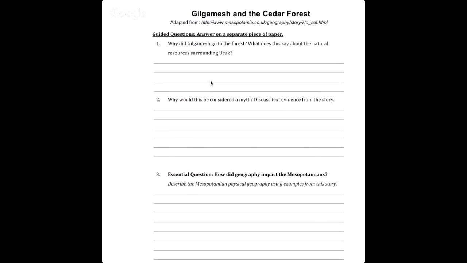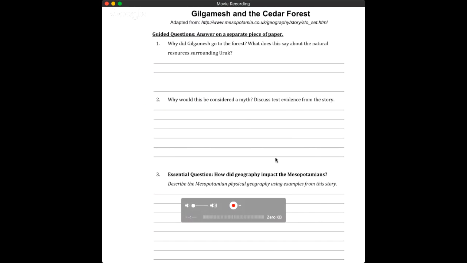Or actually, if you didn't finish these questions in class, which are posted on Google Classroom, you're finishing the questions, and then you're reading another myth from Mesopotamia called the Sumerian flood story. And you're annotating it using the signposts again, and then you're going to fill in a graphic organizer. Okay?